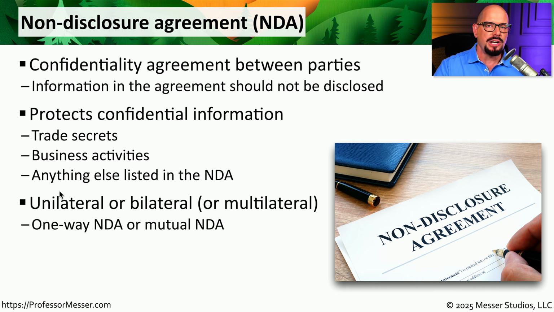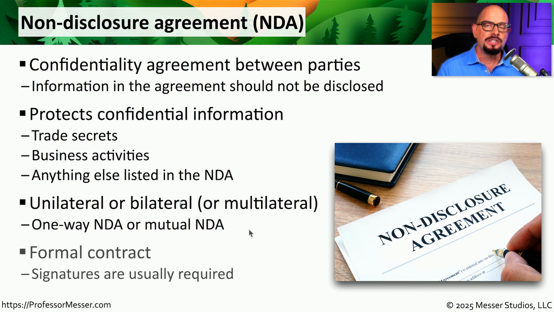The example of a software company having a meeting with you to show you pre-release software may require a unilateral NDA. But if you're also sharing information with the software company, you might need a bilateral NDA where both parties maintain the confidentiality of what's talked about during that meeting. These are formal contracts. They'll usually slide a piece of paper across the table that you'll need to sign to confirm that you agree with everything listed in that non-disclosure agreement.